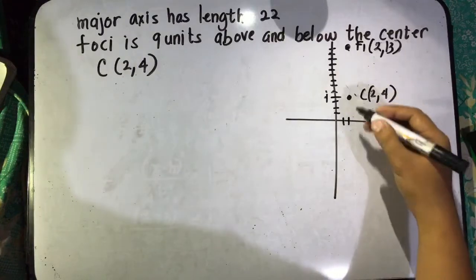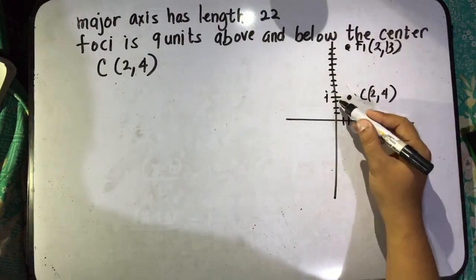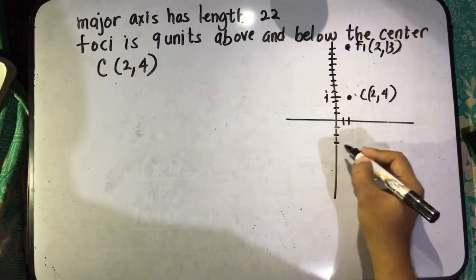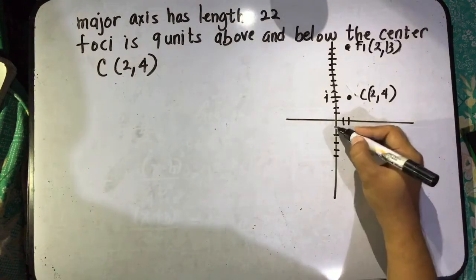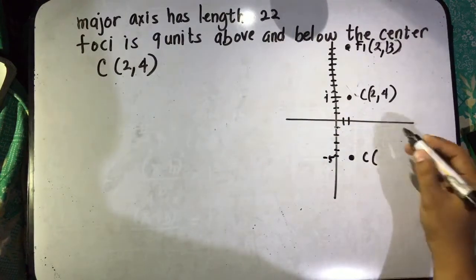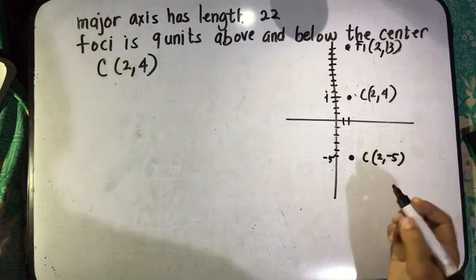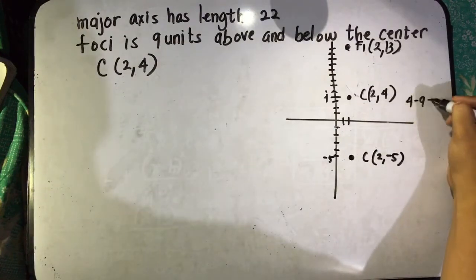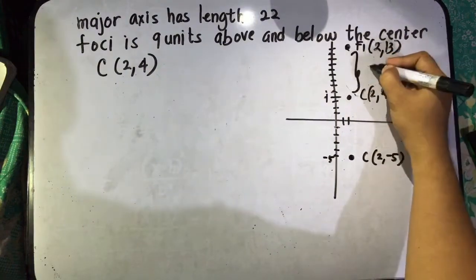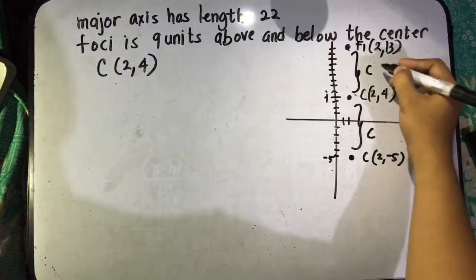At sa baba naman daw, bababa siya ng 9. So, 1, 2, 3, 4, 5, 6, 7, 8, 9. So this is 1, 2, 3, 4, 5. So this is negative 5. Therefore, it is located at 2 and negative 5. Why? Because 4 minus 9 is negative 5. So from here up to here, that is C. From here up to here, that is also C.